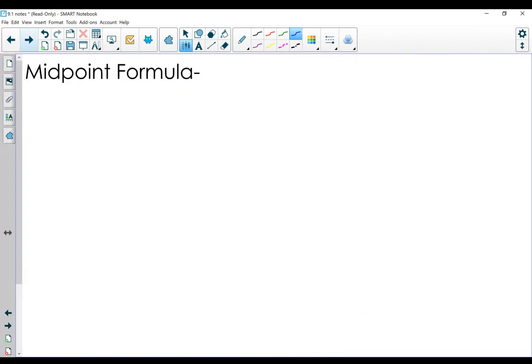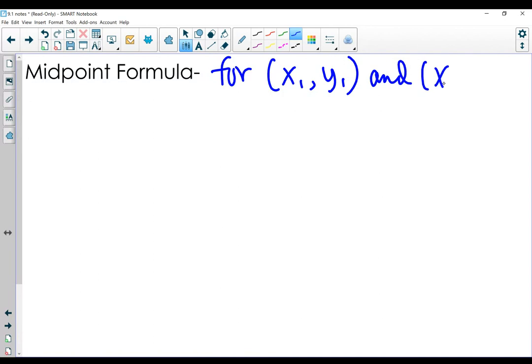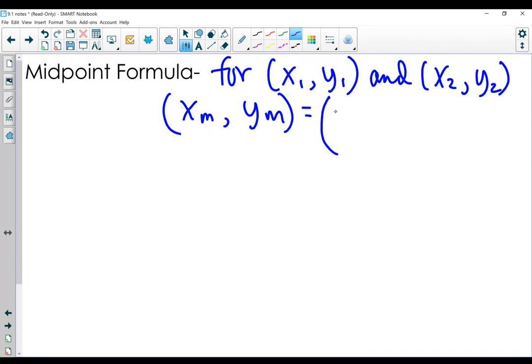Next, we're going to look at the midpoint formula. The midpoint formula, again, is for 2 points on the coordinate plane, x1, y1, and x2, y2. In order to find my x midpoint, y midpoint, I need to take my x's, add them together, and divide by 2. So I'm really finding the average of my x's.